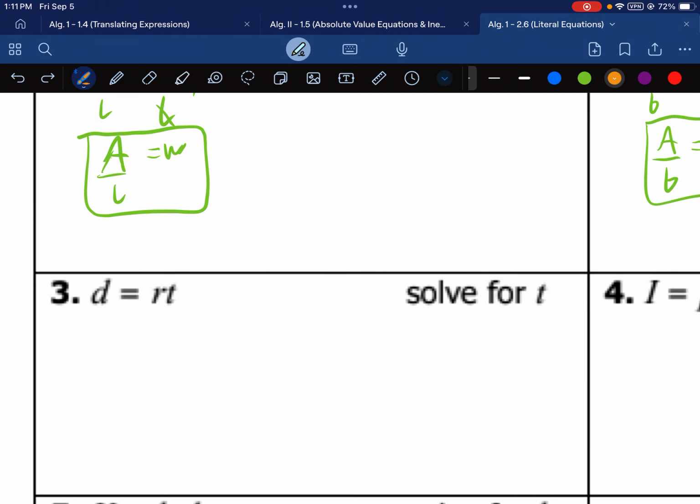On number 3, D equals RT, solving for T. So to undo these being multiplied, to undo the multiplication, we divide by R, and we get just T, or 1T. Divide the other side by R, and we get D over R.